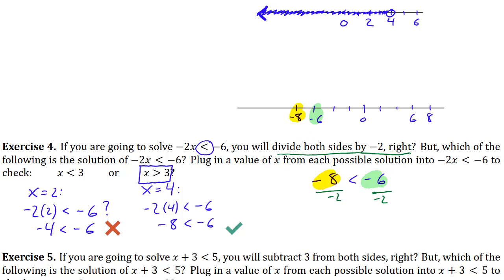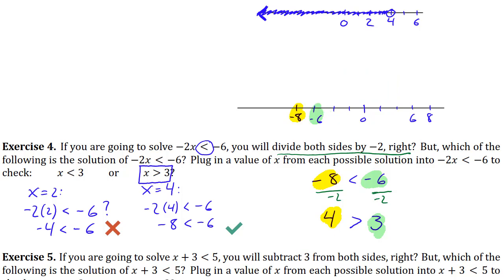Then negative 8 divided by negative 2 is going to give you positive 4, and negative 6 divided by negative 2 is going to give you positive 3. Now, which one of those is greater? The 4 is, right? So this is why when you multiply something by a negative number, it flips it across the number line. It flips it across 0.